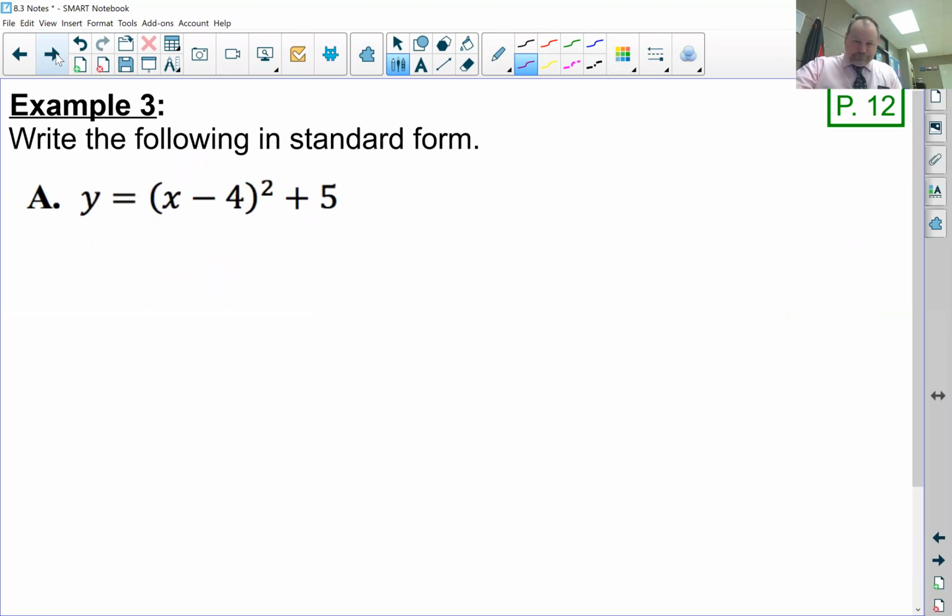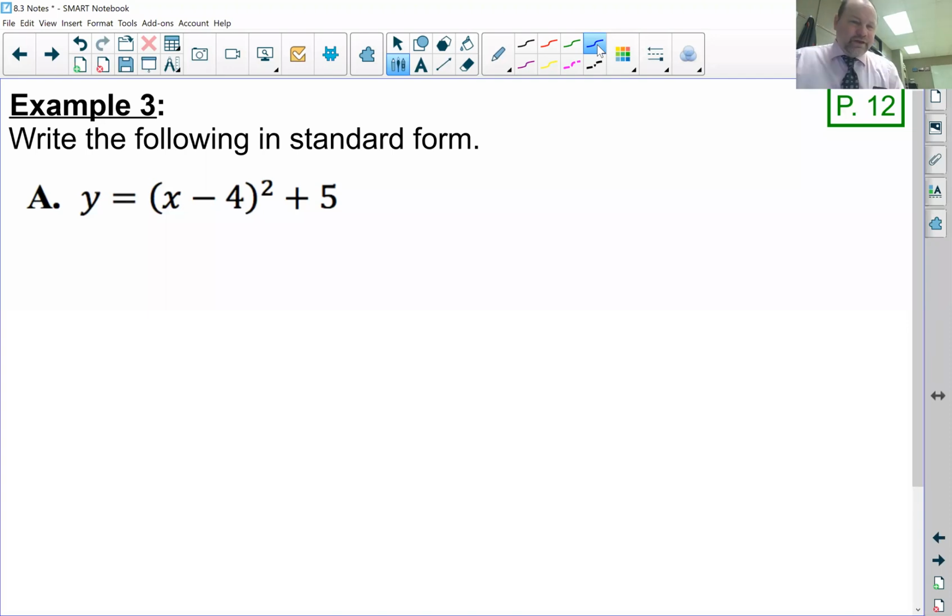So we've done a lot of work in standard form. Now it's time to go from vertex form to standard form. So the process is pretty straightforward, I think, but we're going to have to use some of those multiplying binomial rules and methods that we learned last trimester.